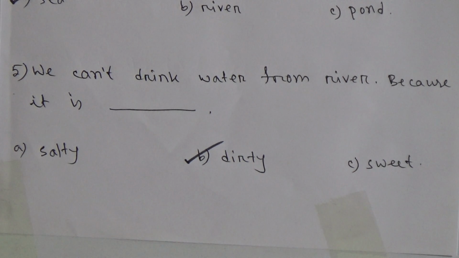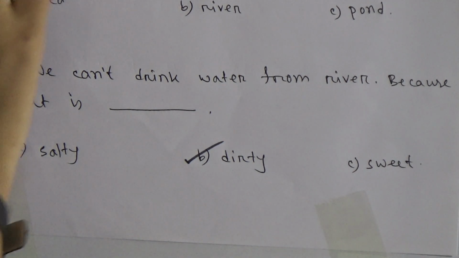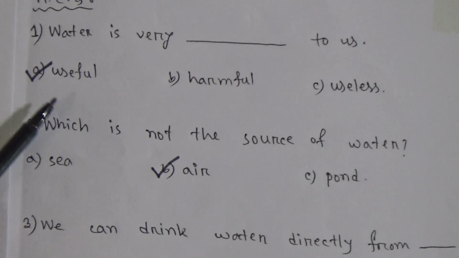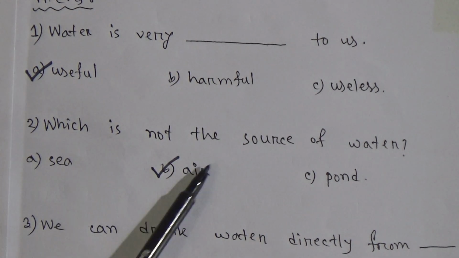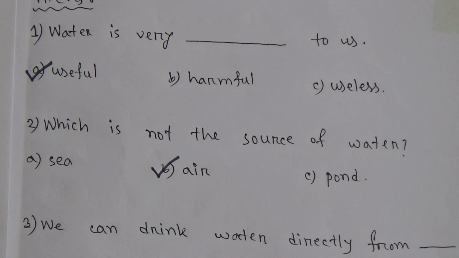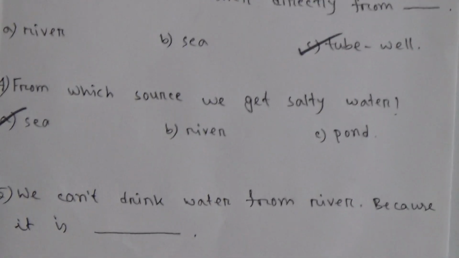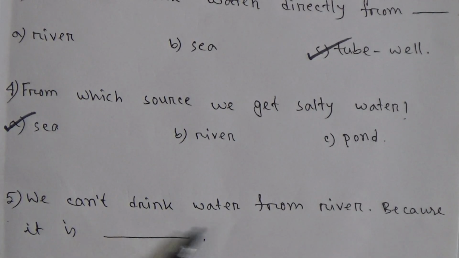So dear students, let's read it again. Number 1, water is very useful to us. Number 2, which is not the source of water? Air. We can drink water directly from tube well. From which source do we get salty water? Sea. We can't drink water from river because it is dirty.